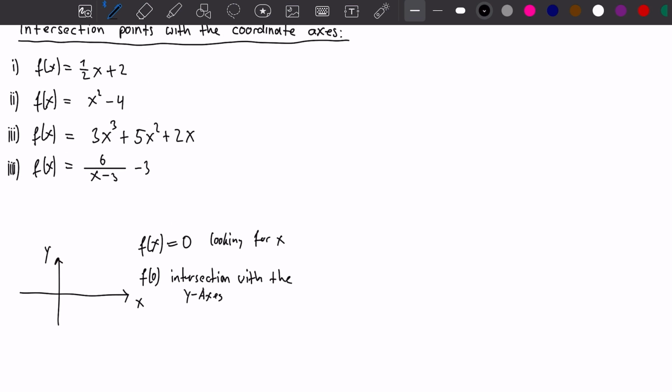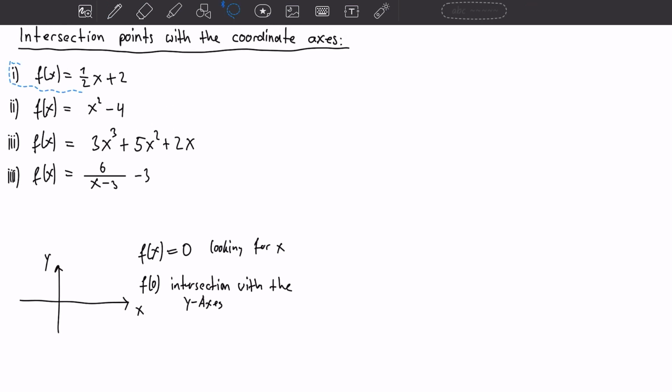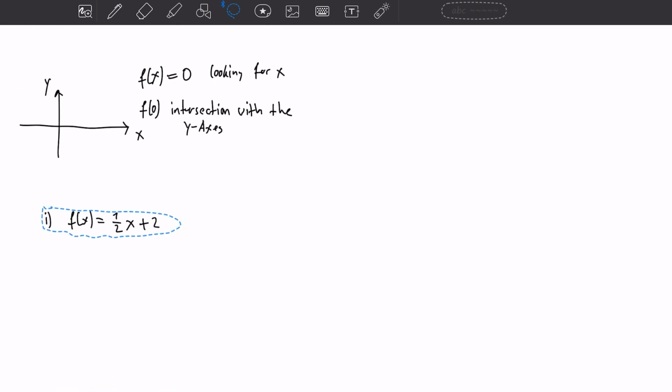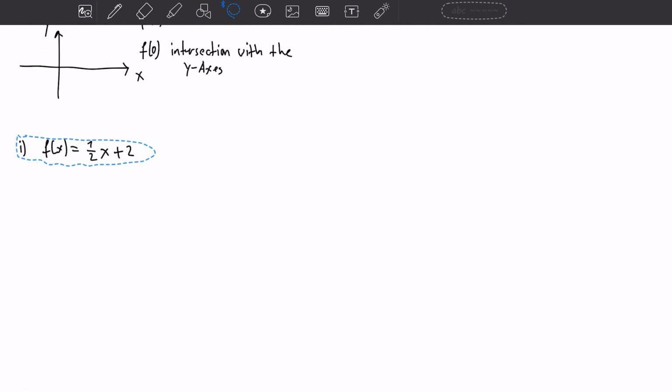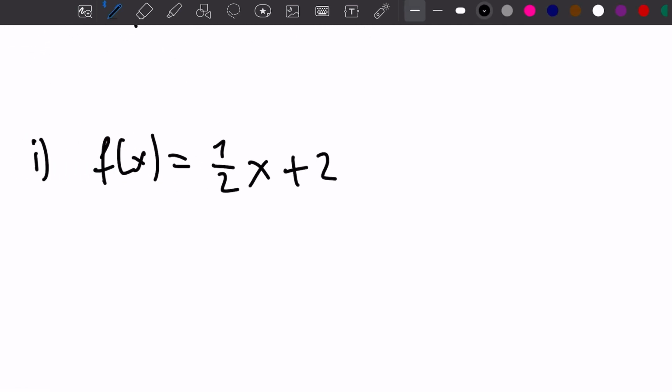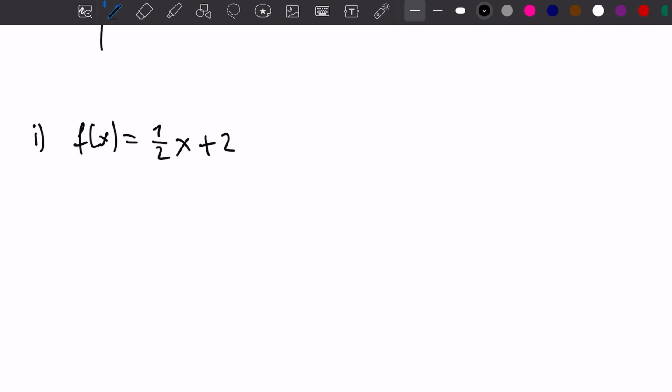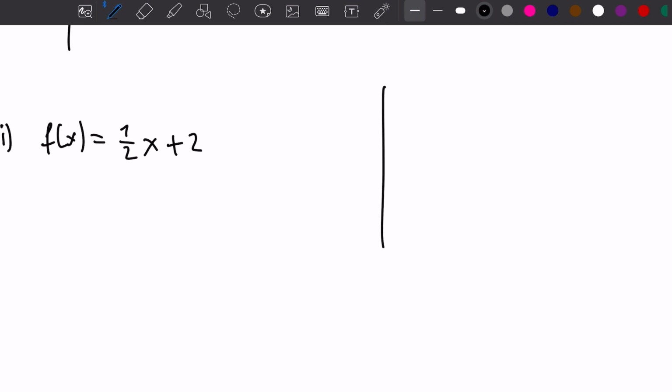Good, so let's start with the first one. Maybe we can draw a little sketch. Doesn't need to be detailed. 1/2 x plus 2, and it looks maybe like this.